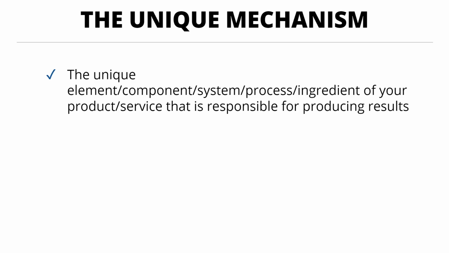Part of creating your offer is creating what we call the unique mechanism. All right. So before we actually move on to the next part of this worksheet here, I really need you to understand what the unique mechanism is. Okay, so let's get into it. So the unique mechanism is the unique element, component, system, process, or ingredient that is within your product or service that is responsible for producing results.